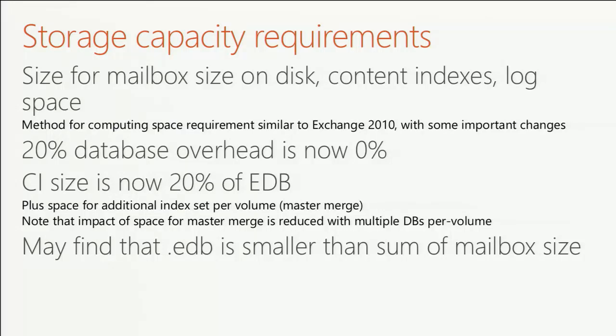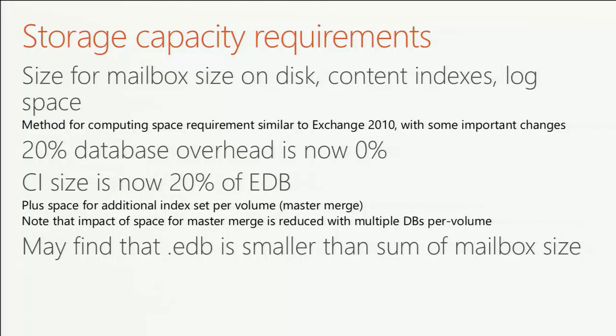So space on disk is really about the content itself. You can think about that as the number of messages in all your users' mailboxes multiplied by the average message size, right? It's a fairly straightforward calculation. And then you have to think about content indexes, space for logs, space for overhead, for dealing with moves. There's a number of different overhead components that come into play. The calculator handles all of that for you. So ideally, you don't have to worry too much about that. But there's a few things I'll call out here.